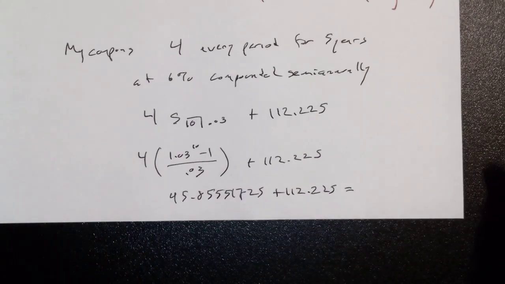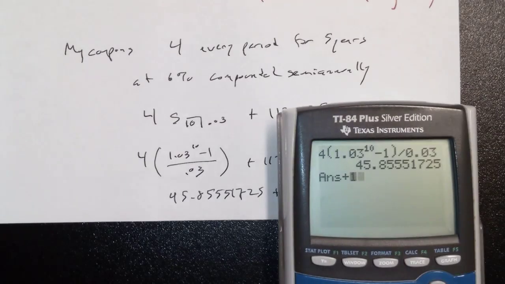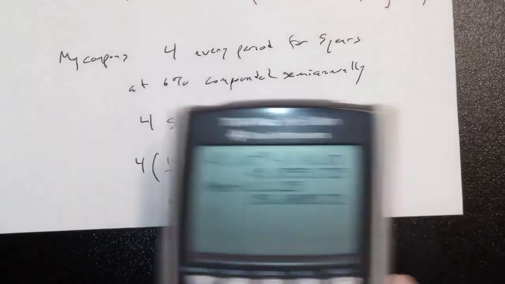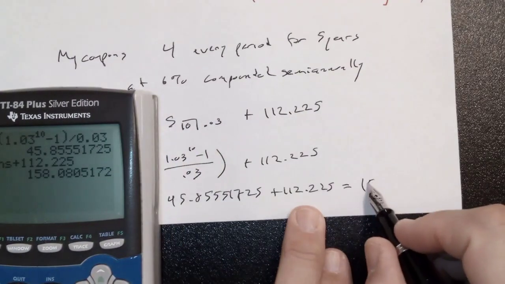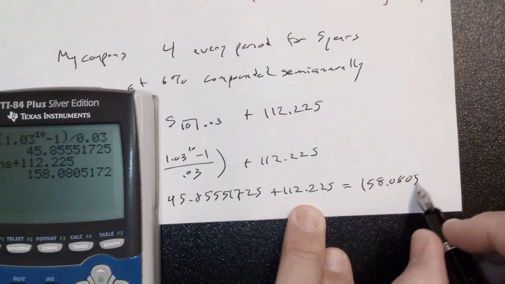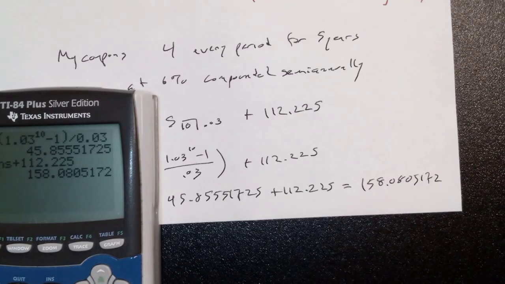If I add the 112.225, I end up with 158 for a total. Now think about this for a second. How much did I pay up front? My original purchase price on this bond. And I end up with 158 at the end of 5 years.